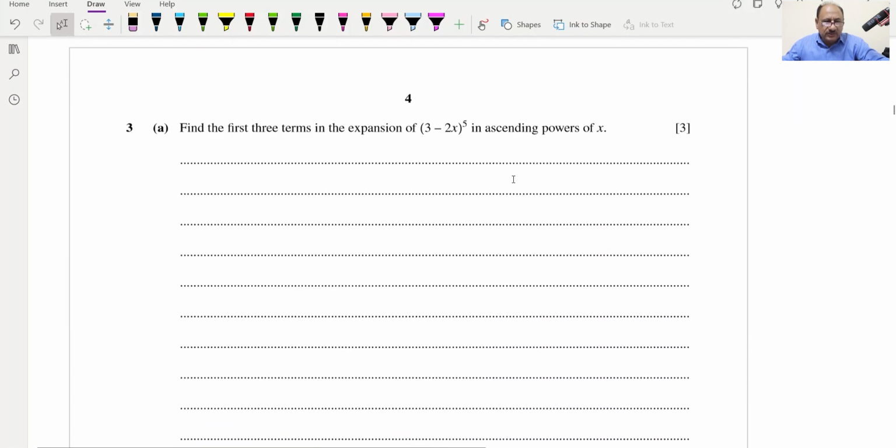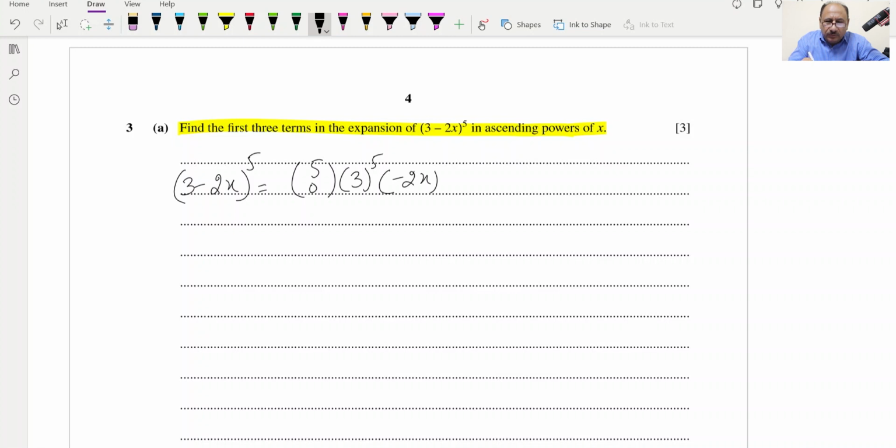Now question number 3a: find the first three terms in the expansion of 3 minus 2x raised to 5 in ascending powers of x. So using binomial expansion, we can write 3 minus 2x raised to the power 5 is equal to 5C0 and 3 raised to the power 5 and minus 2x raised to the power 0.